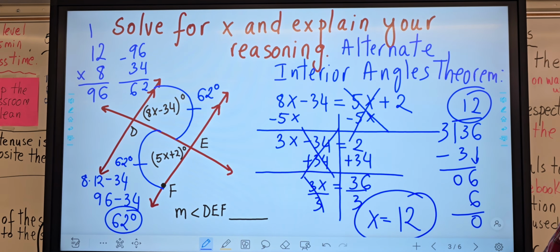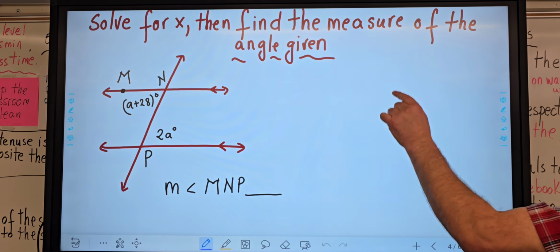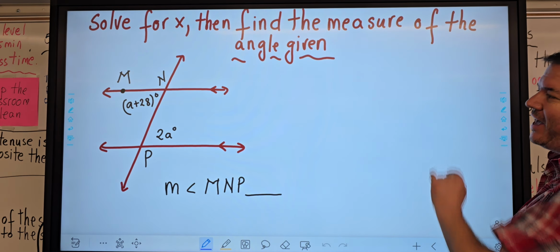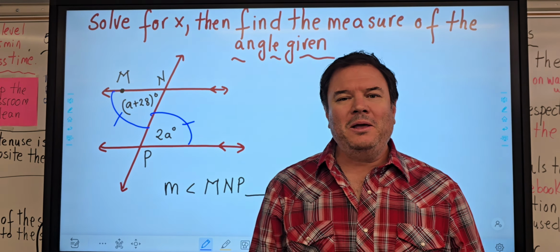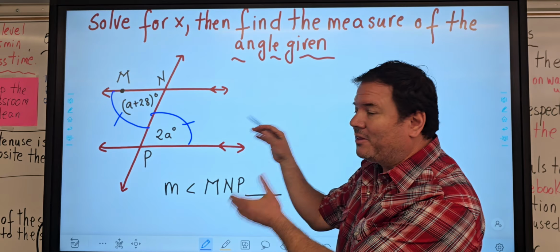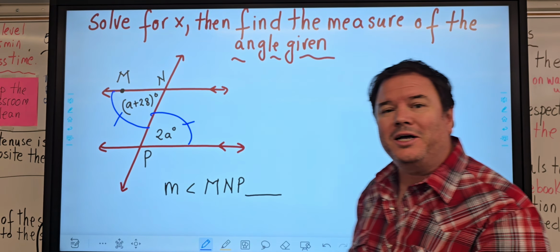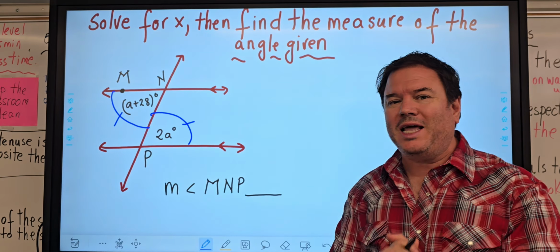Let's take a look now at another example. And in this example, again, we need to solve for x, then find the measure of the given angle. Okay? And again, in this case, this angle and this angle are congruent. And again, by the alternate interior angle theorem. I'm not going to write it down because I already wrote it down for the other examples. But again, we are going to use that theorem.